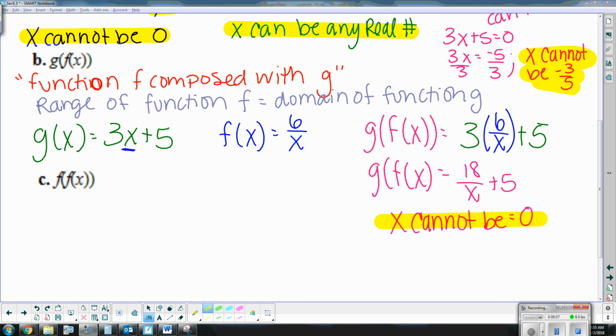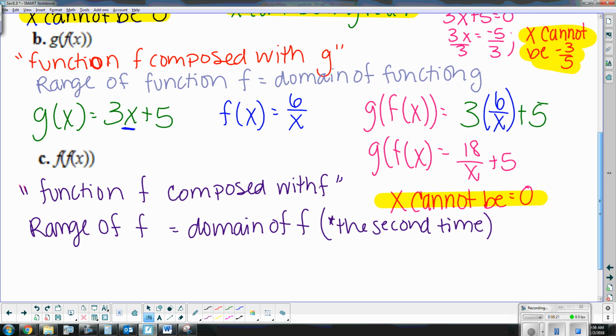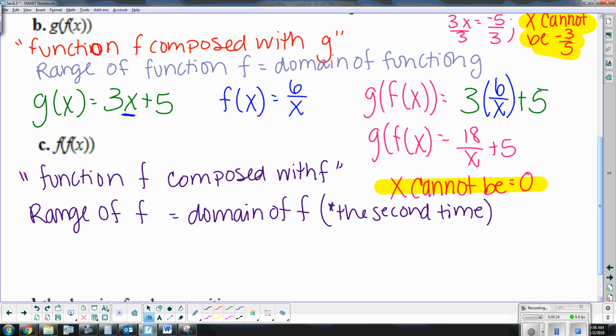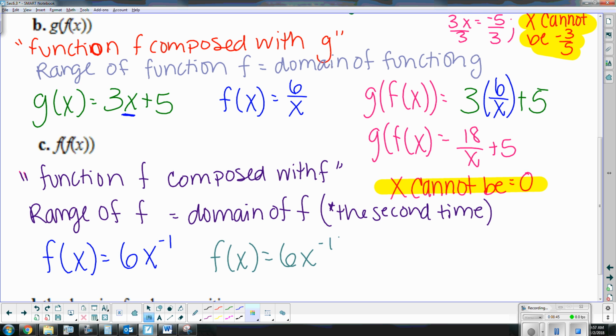All right, now let's look at the last composition, where we compose f of f. So f composed with f is not the same as f of x. So we're going to look at function f of x, which is 6 over x, or 6x to the negative first, and then f of x again is 6x to the negative first.